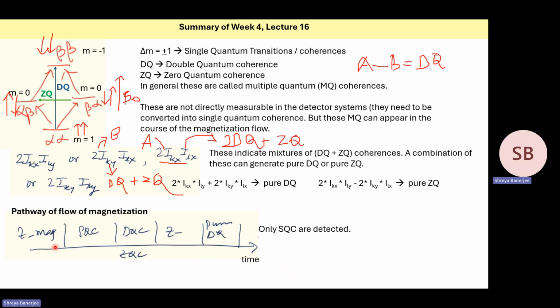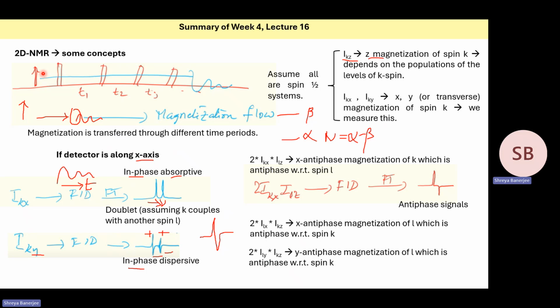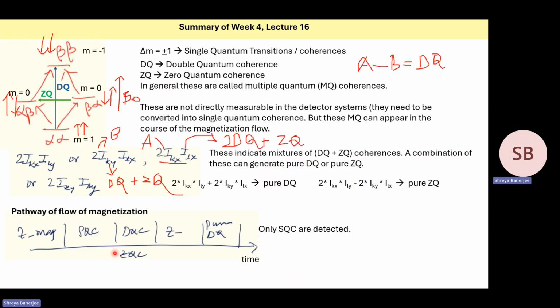So you have a flow of magnetization. We saw that the flow of magnetization is basically the entire pulse sequence and all the time intervals. During this entire process, you can have pure Z magnetization. You can have single quantum, double quantum, zero quantum, a mixture of zero quantum and double quantum. You can have many different kinds of transitions. But the only transitions that your detector can detect are the single quantum transitions, which are shown by the red arrow.